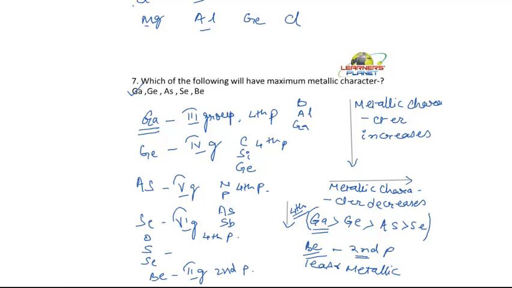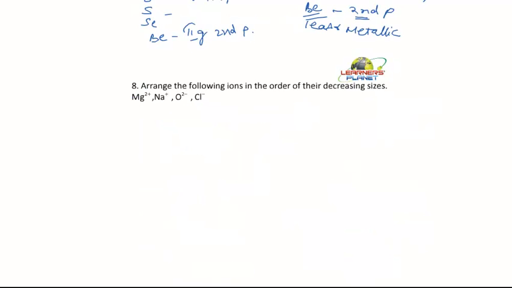You must be finding it a bit confusing, but as you start practicing, you will not find it so. Now this is, arrange the following ions in the order of their decreasing sizes. In my previous session I told you that cations are smaller than their atoms, or we can say that cations are smaller than anions.